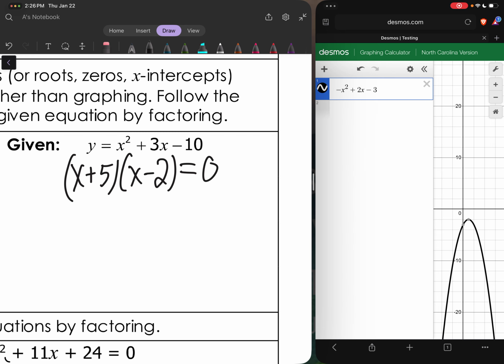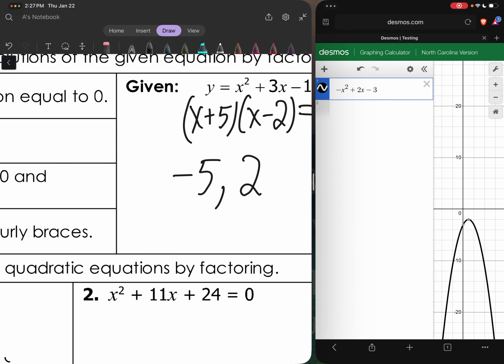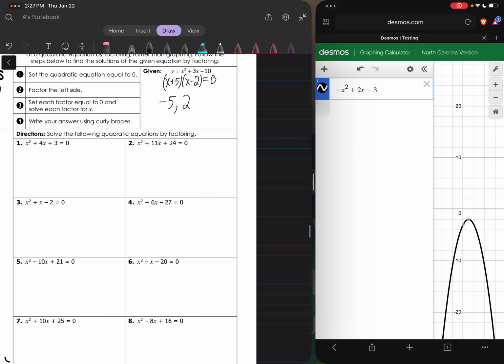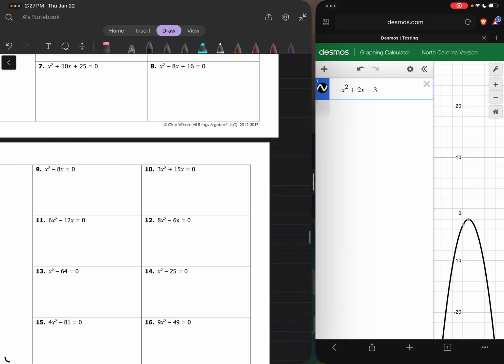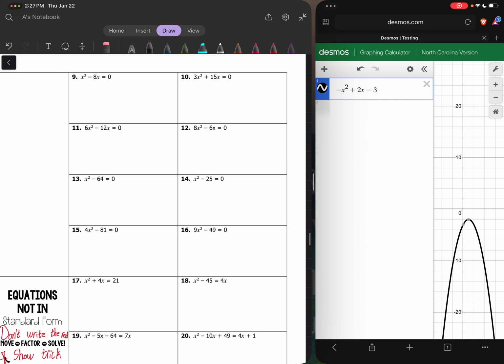Now I'm going to set these equal to 0. What plus 5 is 0? That would be negative 5. What minus 2 is 0? That would be positive 2. You can use Desmos. Please use Desmos to help you with these. It will save time. So go ahead and pause the video, and I want you to try 1 through 8. Now try 1 through 16.